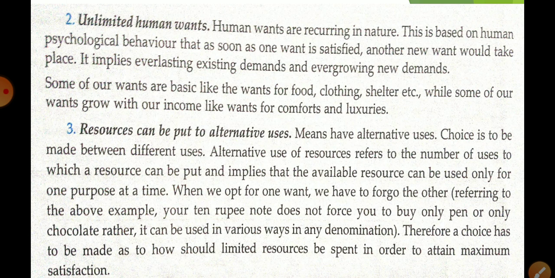Now next is unlimited human wants. The first thing we learned is that our resources are less in comparison to demand, so that is known as scarcity of resources. Take the example of land. Land is available in a fixed amount on this earth, but the use of land is frequently increasing. People want to hold land for constructing buildings, for a hospital, for a park, for a restaurant, for other things.